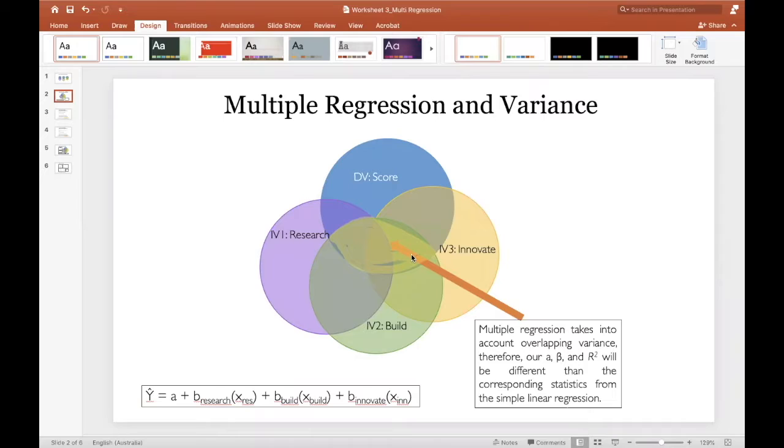So while it would be great to have a model with 30 predictors that perfectly predicts our outcome variable, you'll probably have a lot of overlapping variance or shared variance.